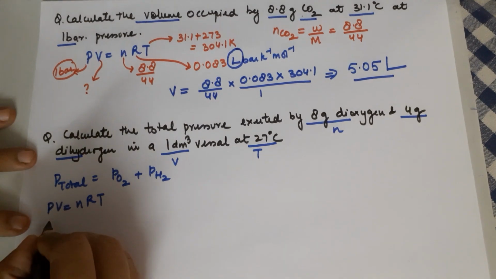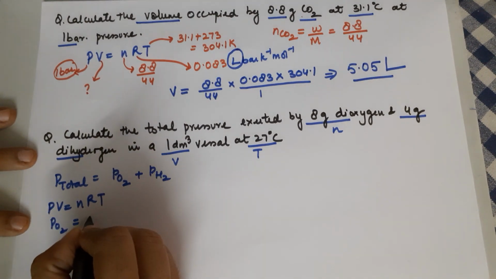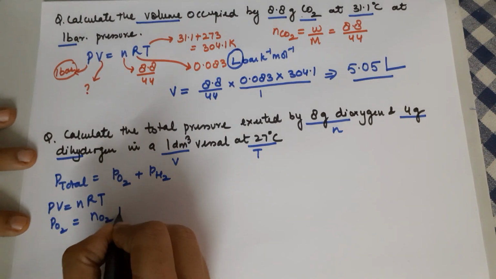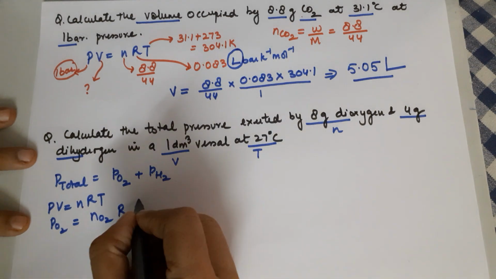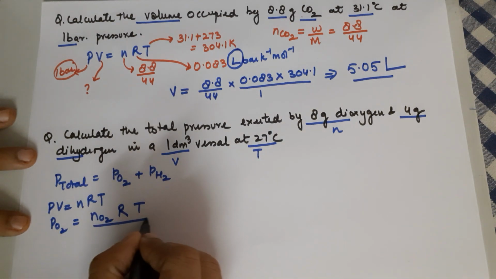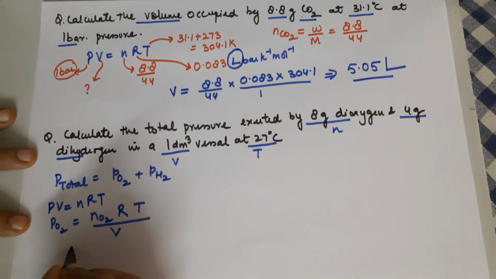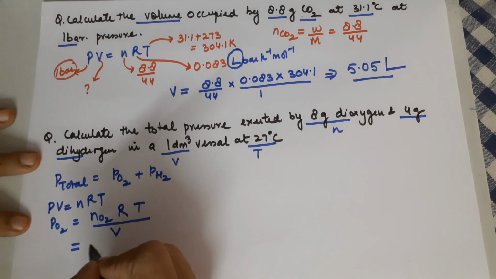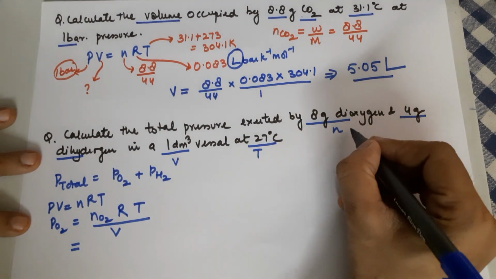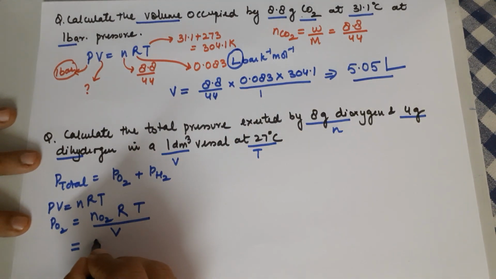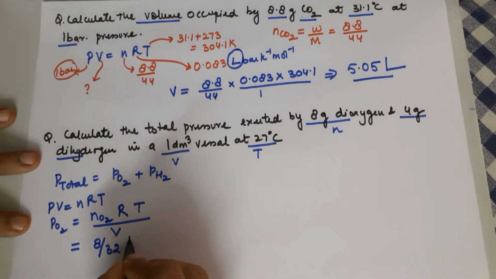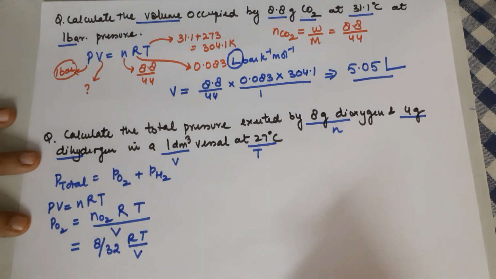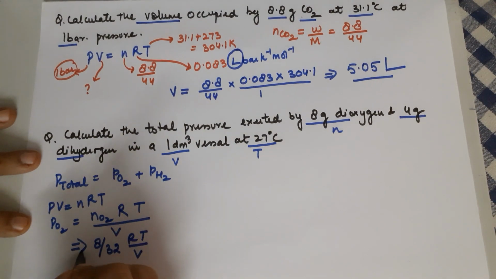So the pressure of O2 would be equal to moles of O2 into R, the temperature remains same, by V. So this value would come out to be, after solving, you can get this value from the solutions, where moles of oxygen here would be 8 divided by 32 into RT by V. I am not substituting this, I will tell you why a little later.